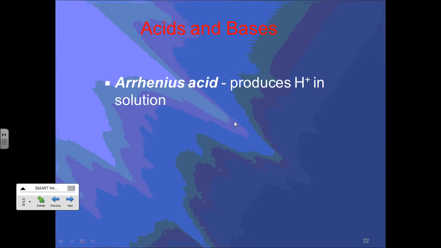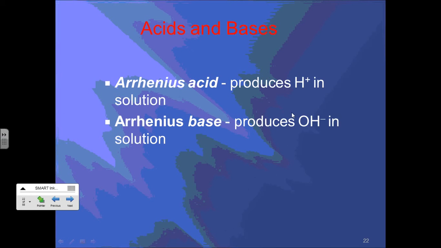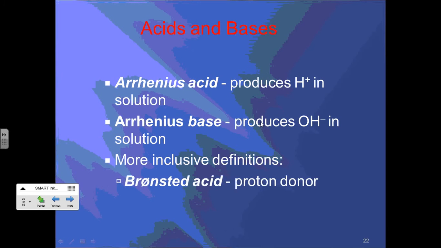Now, continuing about acids and bases, let's go ahead and define these words. For acid, there's Arrhenius acid, which produces hydrogen ions in solution. There are Arrhenius bases, which produce hydroxide ions in solution. Going forward, there are other, more inclusive definitions, one of which includes the Bronsted-Lowry acid, which is a proton donor, and the Bronsted-Lowry base, which is a proton acceptor.